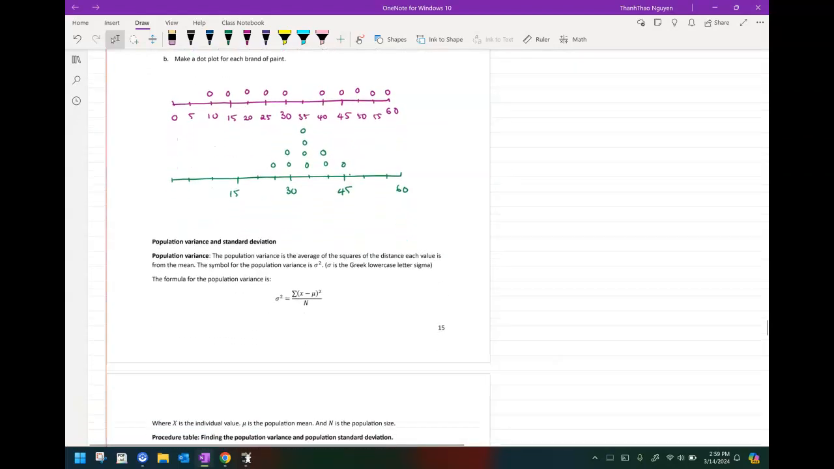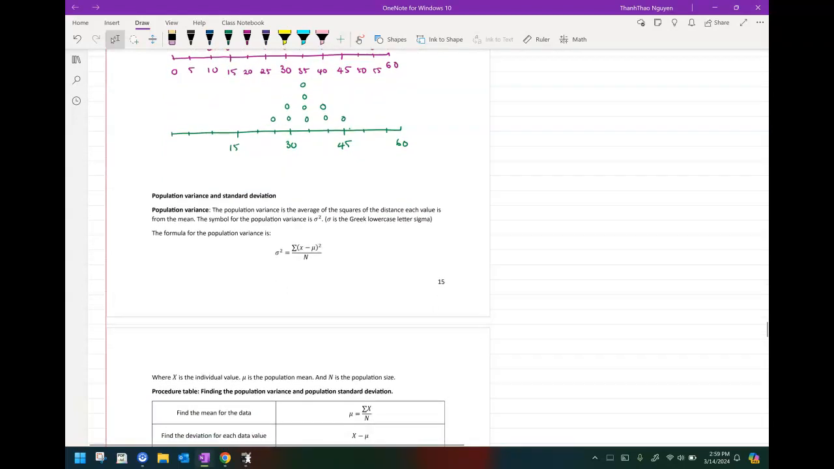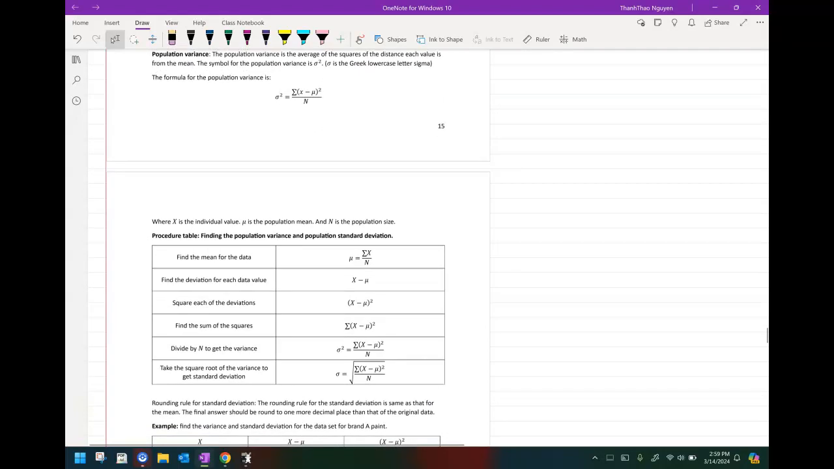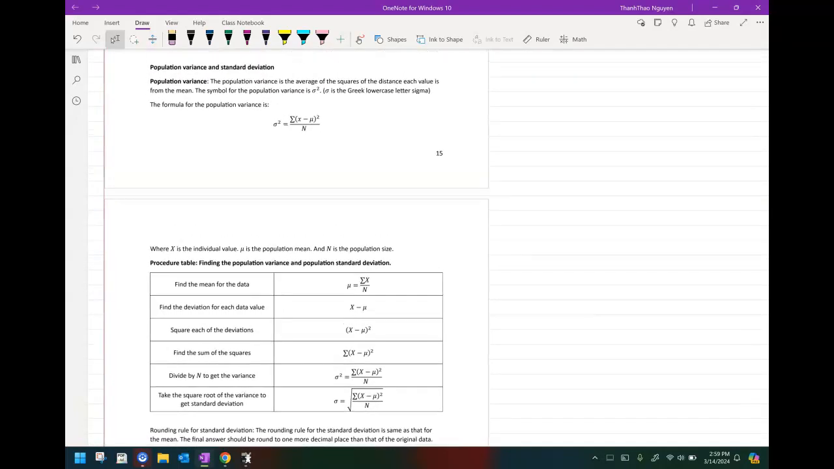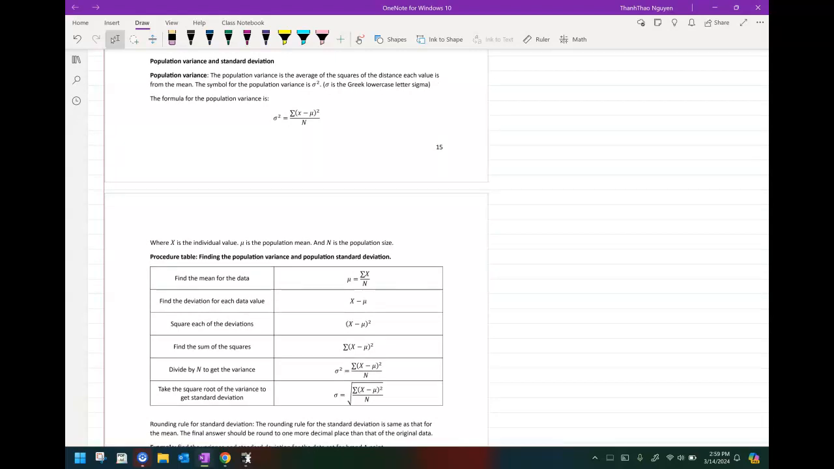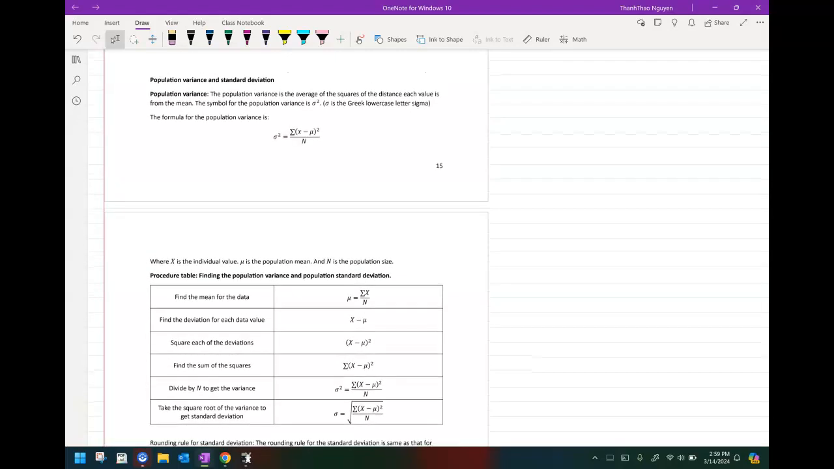The population variance and standard deviation. The population variance is the average of the square of the distance each value is from the mean. The symbol for the population variance is sigma squared. The formula for the population variance is sigma squared equals the sum of (x minus mu) squared, divided by n, where mu is the mean of the population and n is the number of samples, the size of the population.